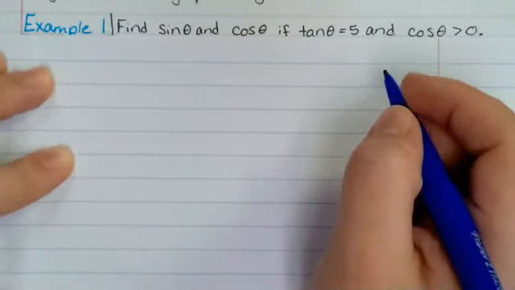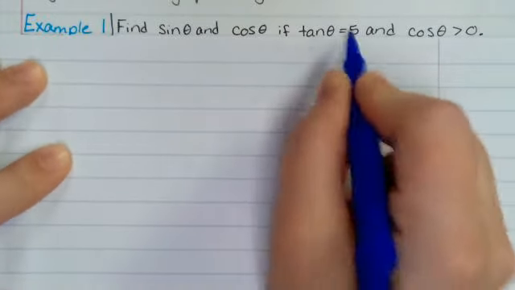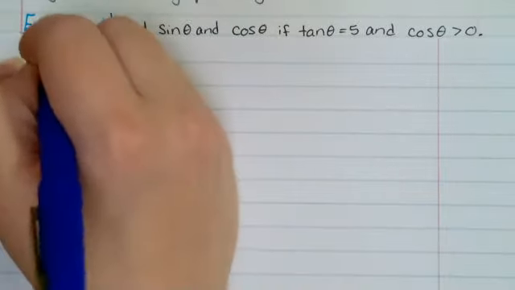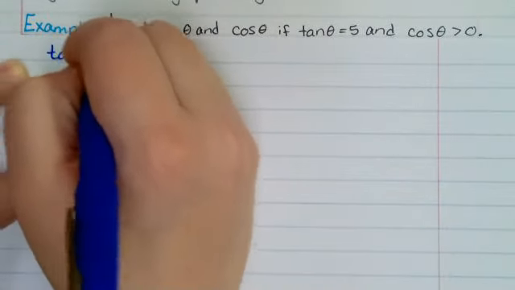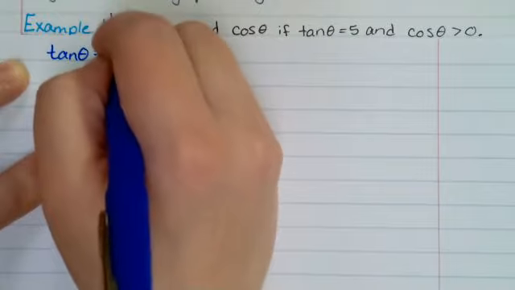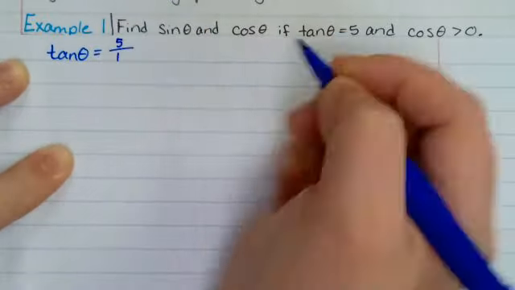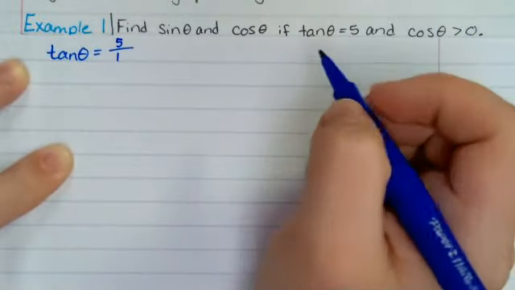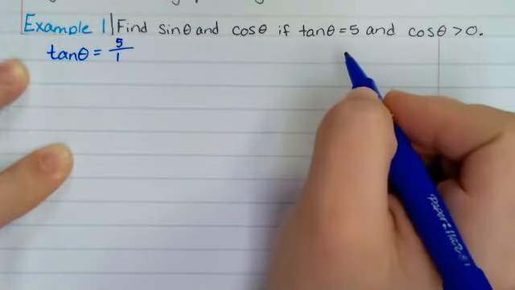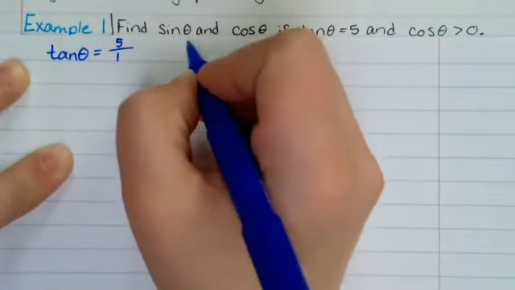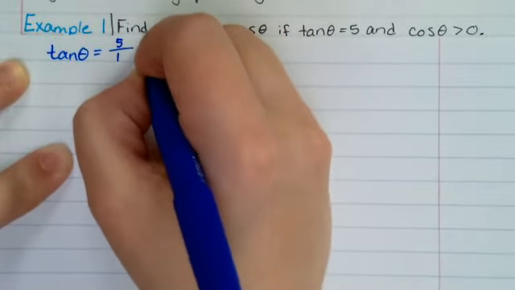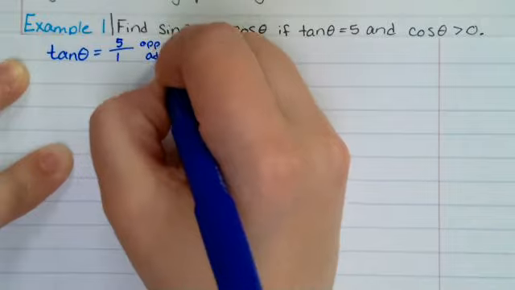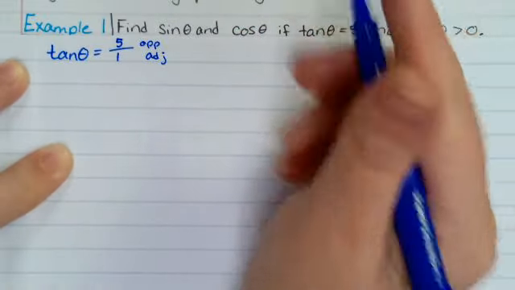Okay. So they said, find sine and cosine if tangent is 5. Now, there's a few different ways you can go about this, but I'm going to start with that solid concrete number that they gave us. They said tangent of theta is 5. Now, I want you to remember 5 is the same as 5 over 1. So I can look at this as a ratio. And remember also from SOHCAHTOA that tangent is opposite over adjacent. So I can use that to my advantage.